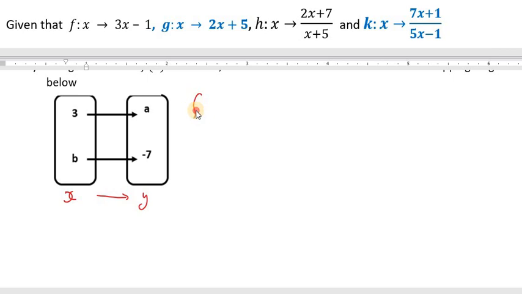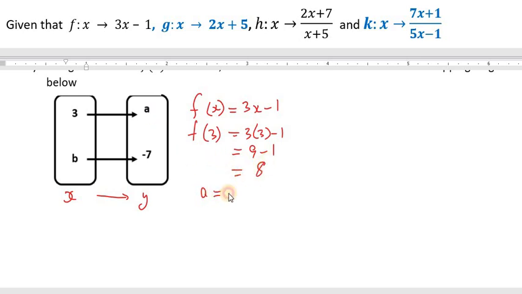So we take the function f of x being equal to 3x minus 1, and the input value there is going to be 3. So it's 3 times 3 minus 1. That will become 9 minus 1. That will be equal to 8. So in other words, a is equal to 8. Therefore a is equal to 8. For b, what is b?